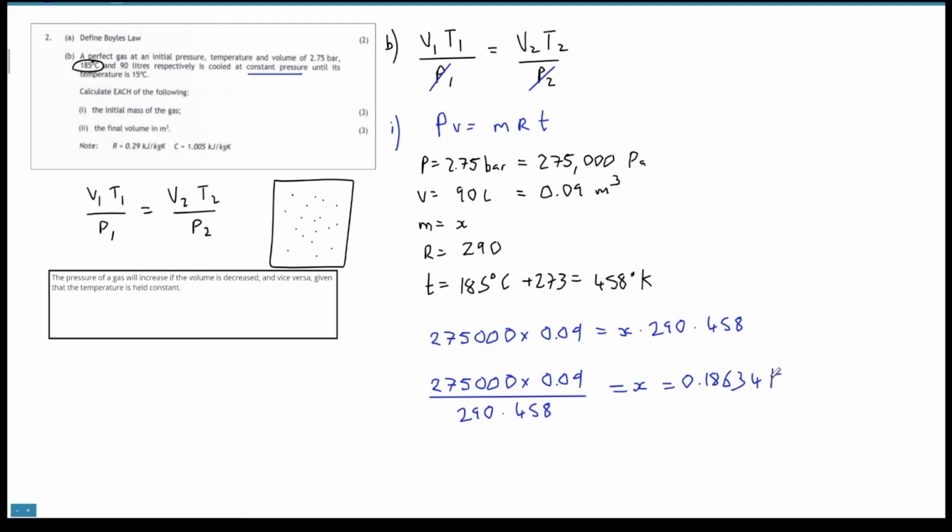We'll do it to 5 sig figs. I'll add another number on there. All right, so this is my initial mass of the gas. That's great. Then we're going to calculate final volume.